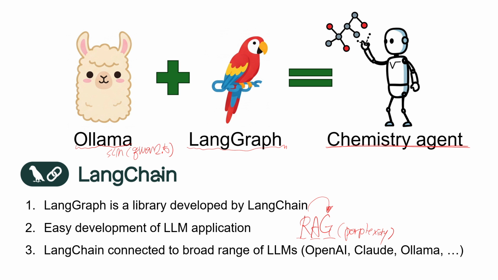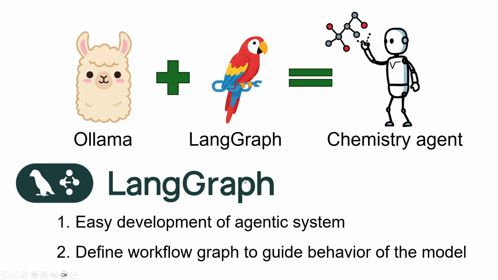And LangChain is really nice because it can easily connect all different language models. So that's why many people working on language models are using LangChain. And we are going to use LangGraph. So it's for developing agentic systems.